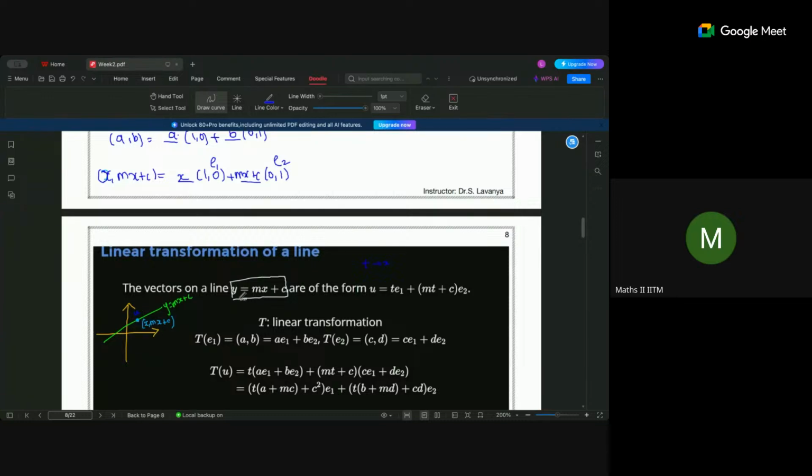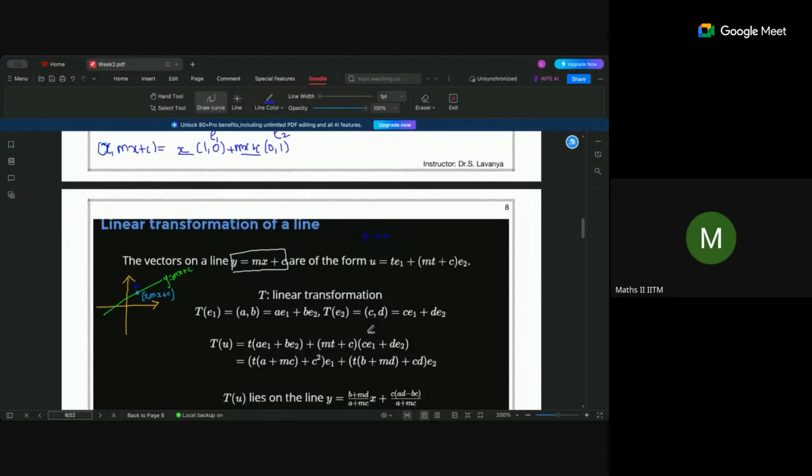Now where does this line get transformed to under a linear transformation? That is what we are going to see here. So what is T of e1 first of all? T of e1 is given as a comma b, and T of e2 is c comma d. This information is given to you. You know that you can write these vectors in terms of the canonical basis as a e1 plus b e2, and c e1 plus d e2.